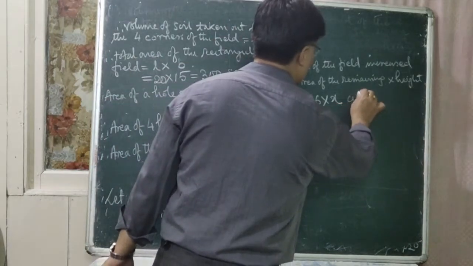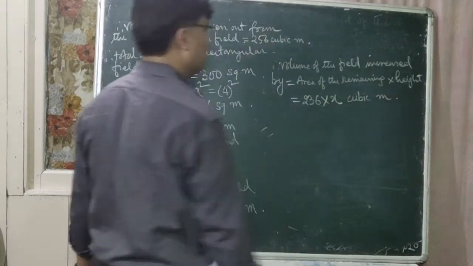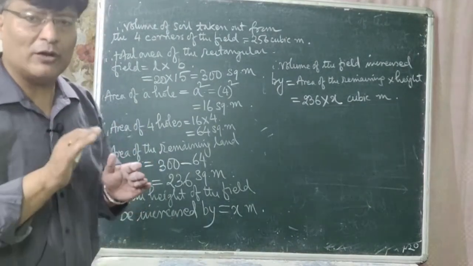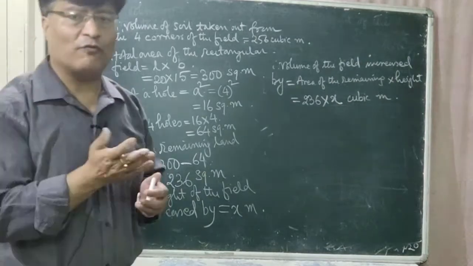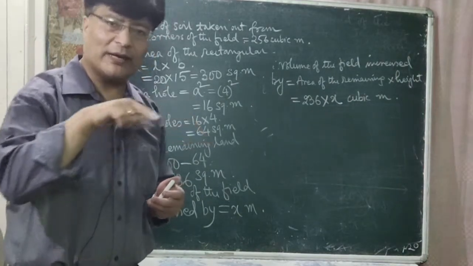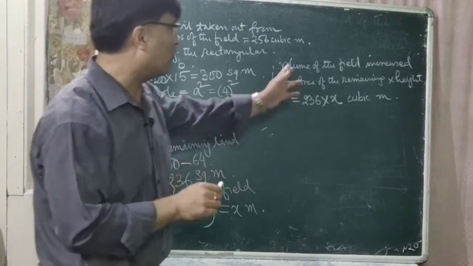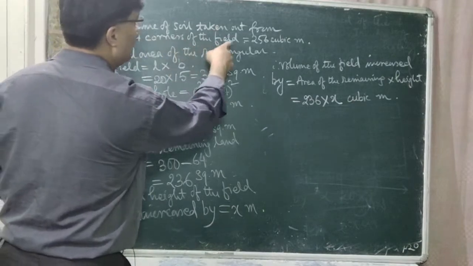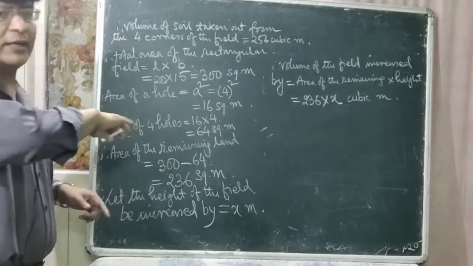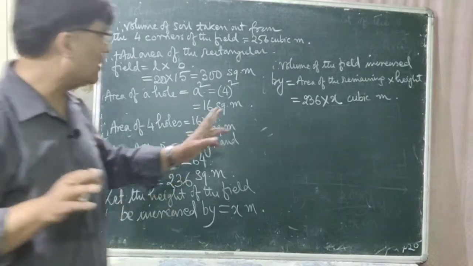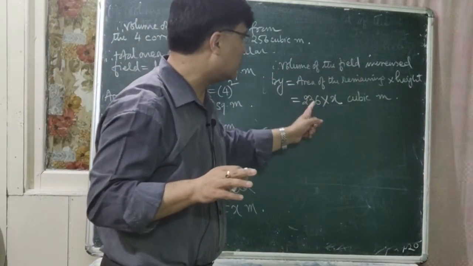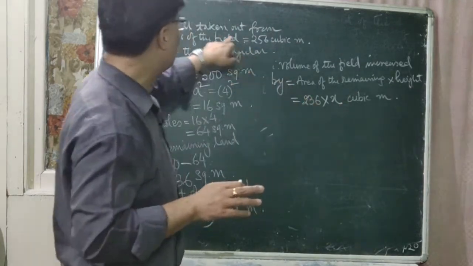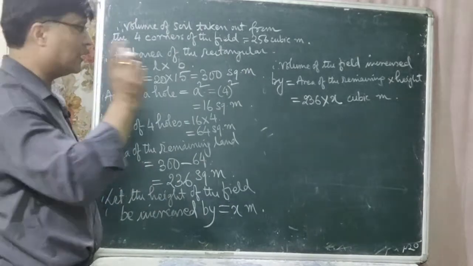The volume of the field increase by भनेको नै केले गर्दा increase भएको हो? केले गर्दा यो field को volume increase भएको हो? soil ले गर्दा हो. The volume of the soil and the volume of the field increase by will be equal. So what is the volume of the soil taken out from the four corners of the field? 256 cubic meter. त्यही soil नै remaining land को वरिपरि छरियो, ठीक छ. So what is the volume of the field increase by? It is equal to 236 into x cubic meter. यही हो, volume of the soil पनि यही हुन्छ भनेपछि यो दुईटा equal हुनु पर्छ.